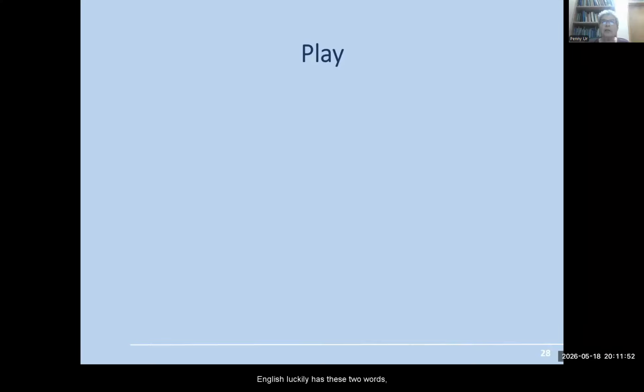English, luckily, has these two words, play and games, or to play, period, and to play games as a whole expression. And I want to express that there's a difference and draw your attention to it and see what it has to tell us about successful writing activities.